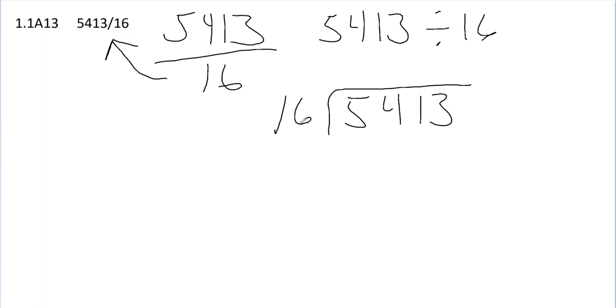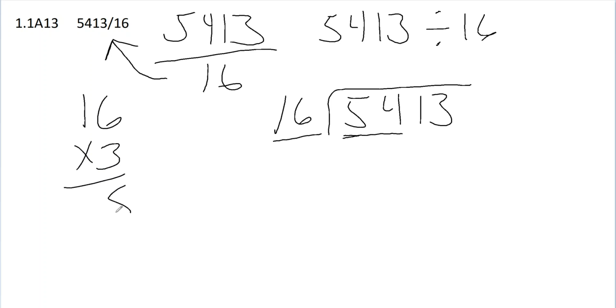So now we need to ask ourselves, will 16 go into 5? No. Will it go into 54? Yes. Now 16 is not too far from 20, which is easy to estimate with. 2 20s would be 40, 3 20s would be 60. So 3 might be a good guess since 16 is less than 20, so let's try 3.